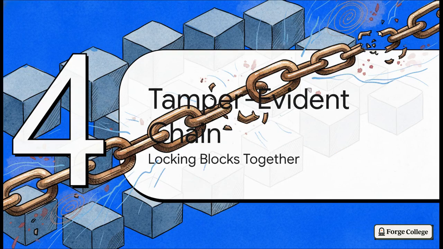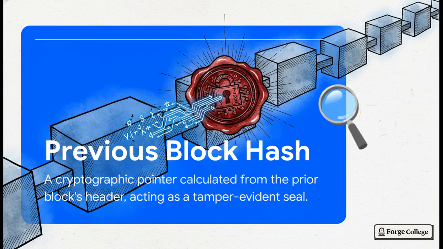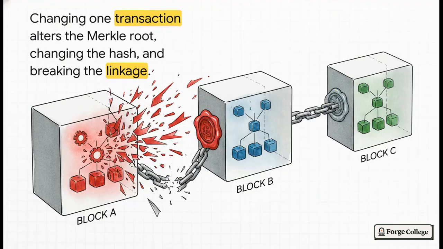All right, Section 4, the tamper-evident chain link. Let's see how these blocks actually lock together. And this brings us to the climax of our blueprint. The real hero here is the previous block hash. This is a cryptographic pointer that is calculated directly from the prior block's header. I want you to imagine it as a tamper-evident wax seal that connects one block to the next. Because this hash is literally mathematically derived from the exact block that came before it, the two blocks become inherently bonded. This causal chain is the brilliant engineering logic of the blockchain.